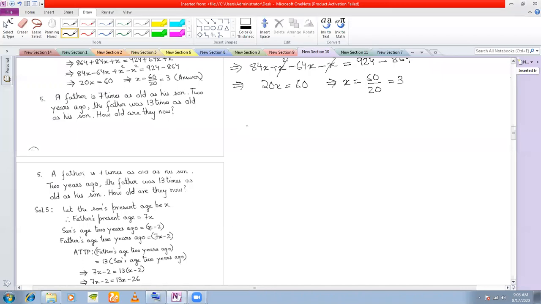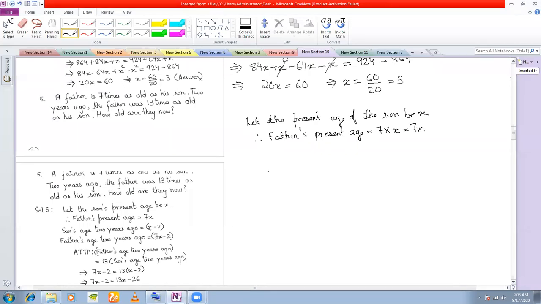So we start by saying let the present age of the son be x. Therefore, what is the father's present age? Father is 7 times as old as his son, so 7 times x.